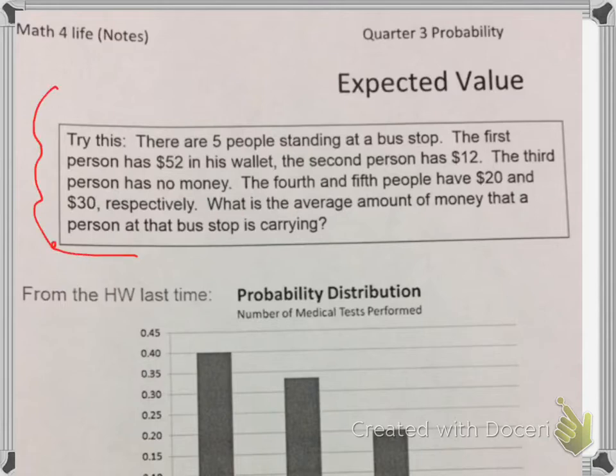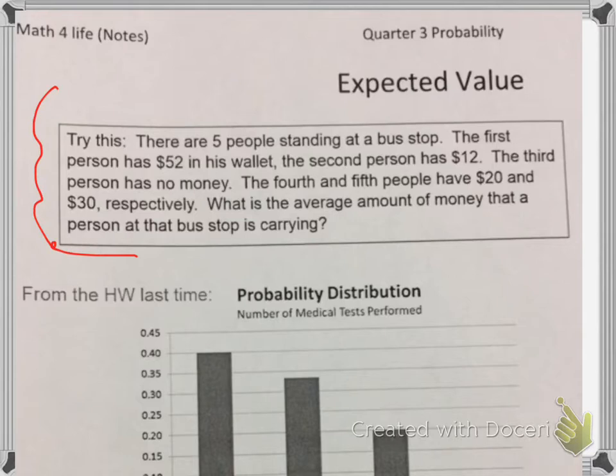Looking at this example, it says there are 5 people standing at a bus stop. The first person has $52 in his wallet. The second person has $12. The third person has no money. The fourth and fifth person have $20 and $30 respectively. What is the average amount of money that a person at the bus stop is carrying?